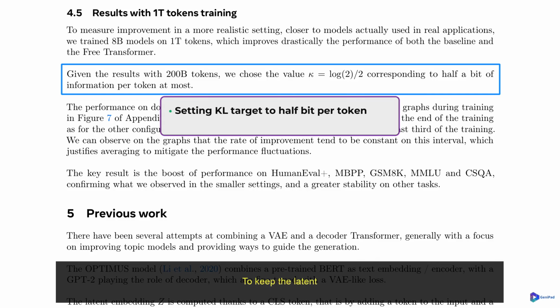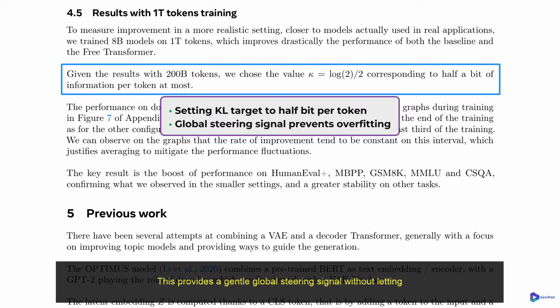To keep the latent budget modest, we set the KL target to about half a bit per token, a choice that worked best at 200 B tokens. This provides a gentle, global steering signal without letting the latents overfit by memorizing details.